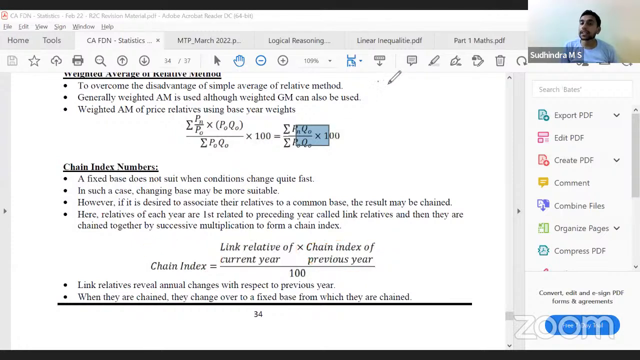So link relative for the first year will always be 100. Chain index for the first year will always be 100. Okay, link relative for the first year will always be 100, and chain index will always be 100.